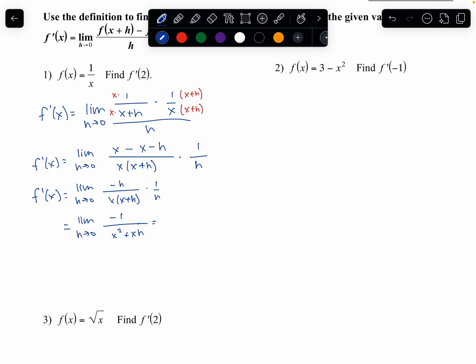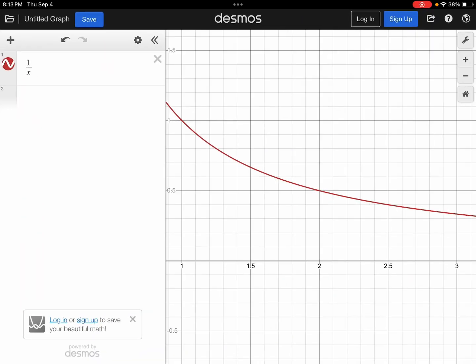So this will be equal to negative 1 over x squared, because if I plug in 0 right here, that goes away. So negative 1 over x squared. This right here is the derivative. Okay, and then I want to find the derivative at 2. So f prime of 2 will be equal to negative 1 over 2 squared, which is going to be negative 1 over 4. So the slope of the line at x equals 2 here is negative 1/4, which is pretty cool. Pretty cool that you can find the slope at a given point.